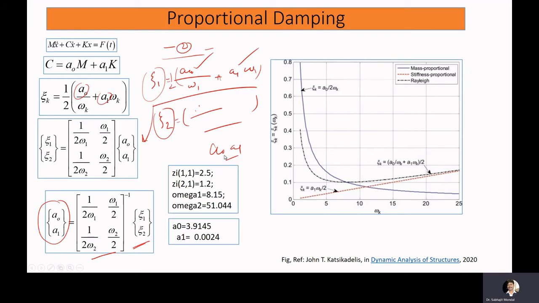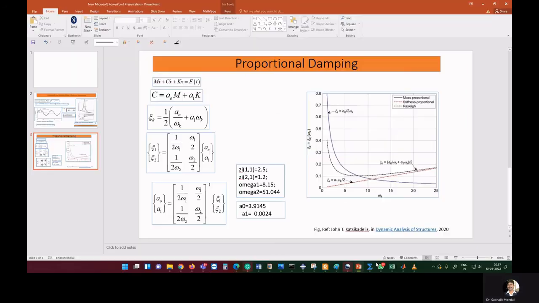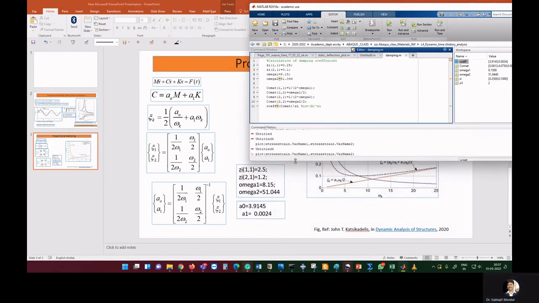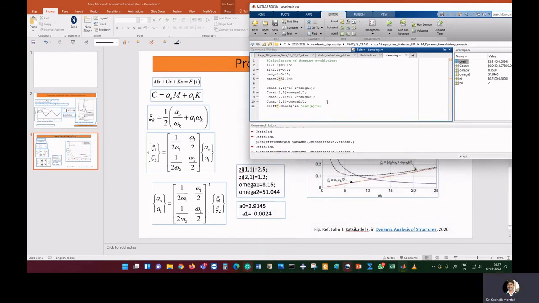What I did, I wrote a small MATLAB code to get our A0 and A1. Here you can see, I have assumed 0.25 is the modal damping factor. The first mode is 0.25. The modal damping factor for the first mode is 2.5. J2 is 0.1.